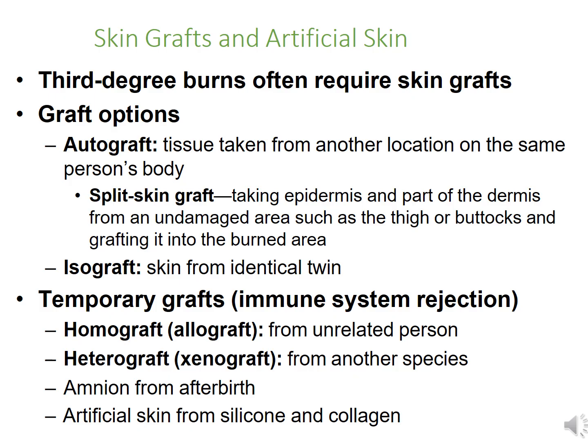Isograft, skin from an identical twin. Temporary grafts are subject to immune system rejection. Homograft, an allograft from an unrelated person. Heterograft, a xenograft from another species. Also amnion from afterbirth, and artificial skin made from silicone and collagen.